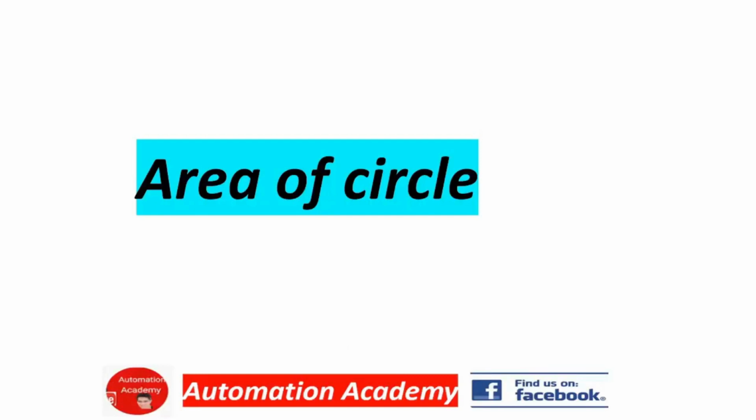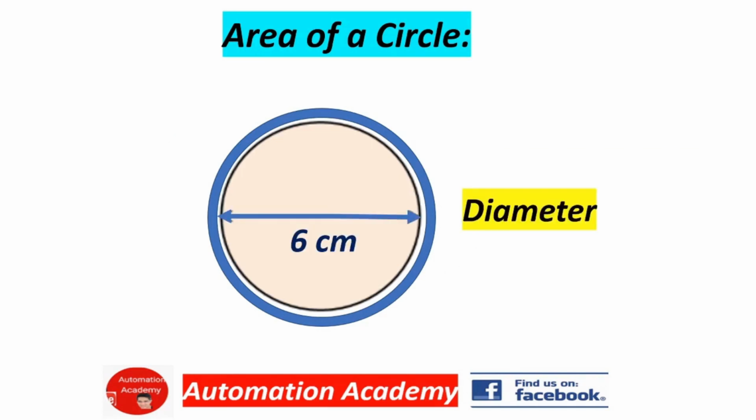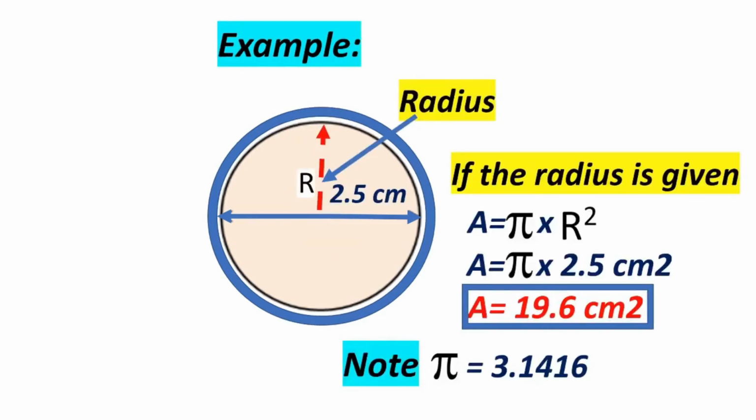Our next topic is area of circle. The round part of a circle is the circumference, the diameter is 6 centimeters, and this is the radius. The formula is area equals π times r squared.